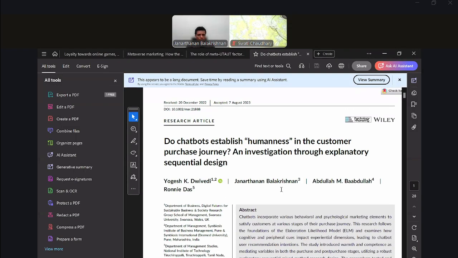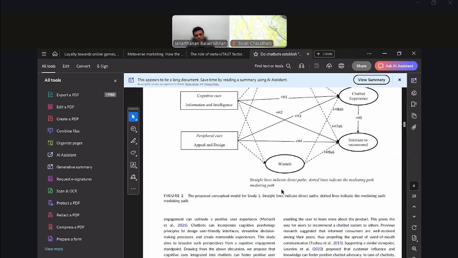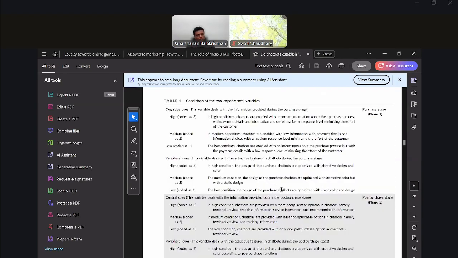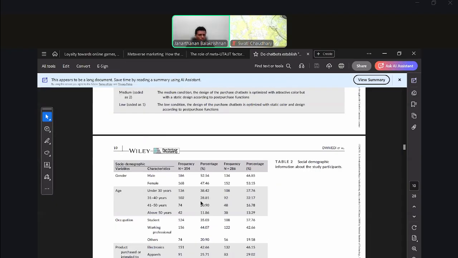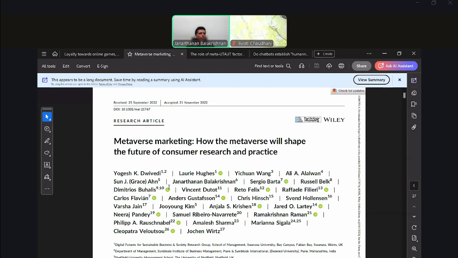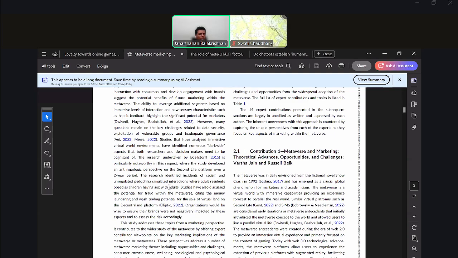And how is it possible? Like, so many authors, you showed that paper. How many authors are there in that? It's a conceptual paper, and everyone contributes their views on metaverse marketing. Everyone writes their own contribution. For example, one person writes on metaverse and marketing challenges.